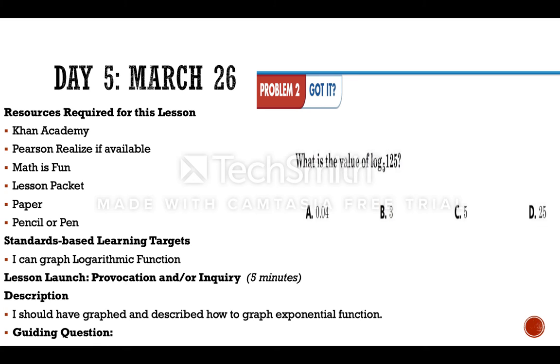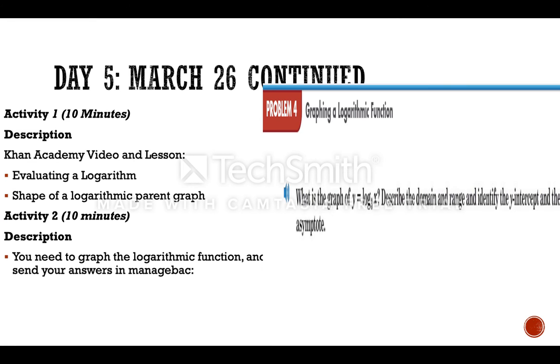For Day 5, March 26th, same resources required for the lesson, and the standards-based learning target is: I can graph a logarithmic function. The guiding question that you need to answer is: what is a logarithmic function? Then the first activity you have to do is watch a video on Khan Academy which explains how to evaluate a logarithm and the shape of a logarithmic parent graph.